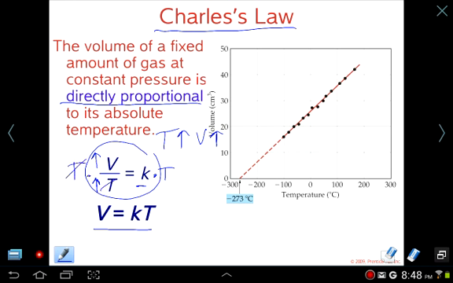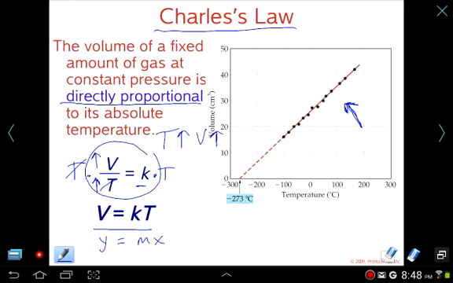And this is technically your y equals mx version of the graph, where K would be the slope. And this gives you a positive slope. This does give you a straight line with a positive slope. And these are experimental measurements of the volume of a gas based on its temperature.